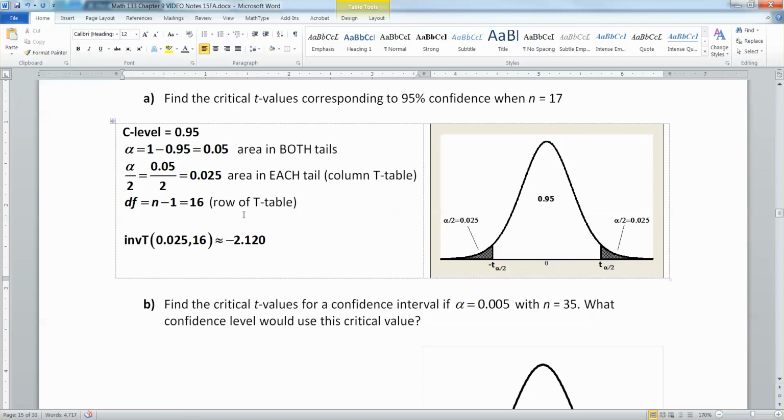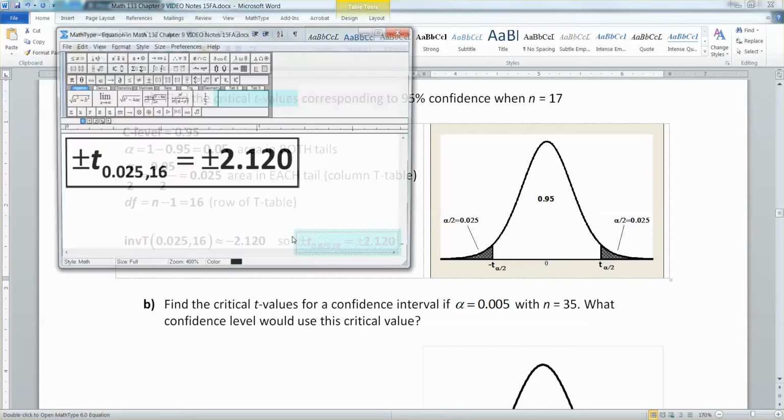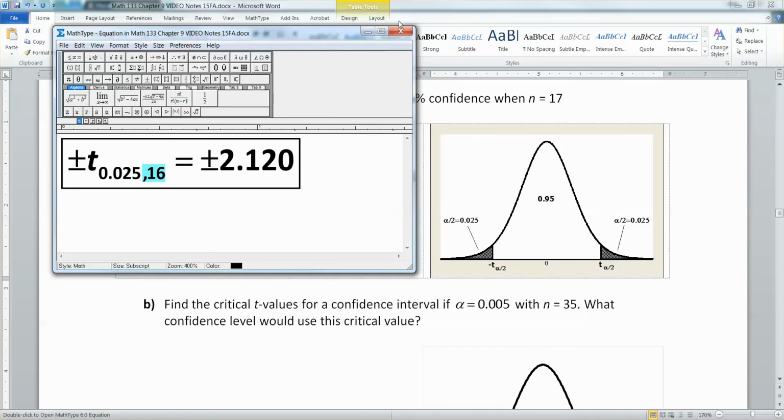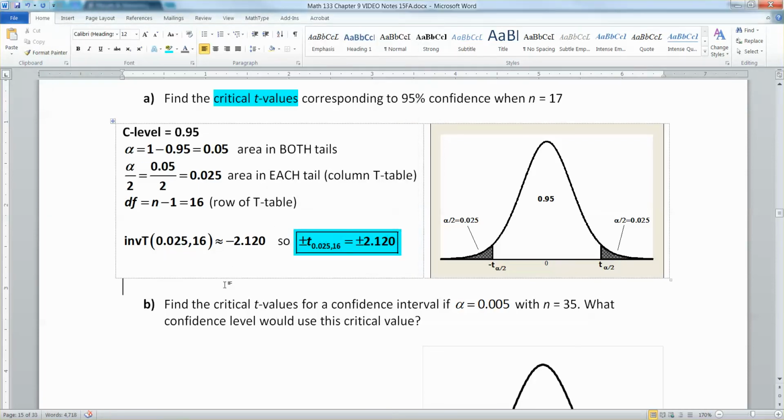If you use inverse t or if you use the table, the table will give you the positive one and inverse t gives you the negative one, but it doesn't matter because we're actually interested in the values altogether. The answer is plus or minus, because it wants both of them, critical t values, plural. So I'm interested in finding both of them. So plus or minus, and I actually wrote the subscript as 0.025 comma 16, just to note to myself that I was doing degrees of freedom 16 on this one. And that's it.